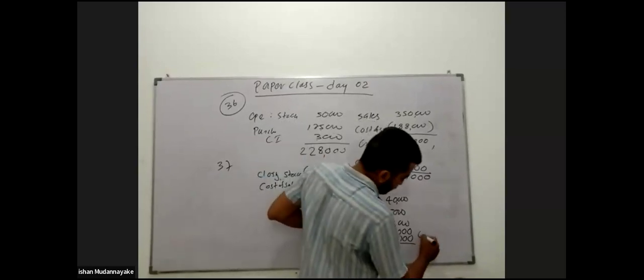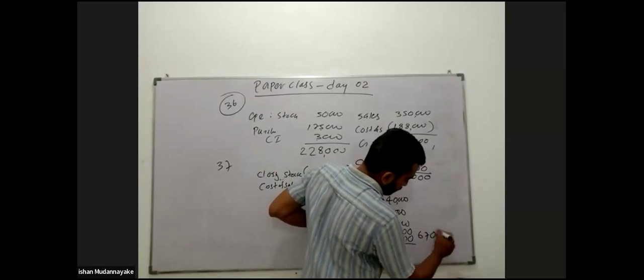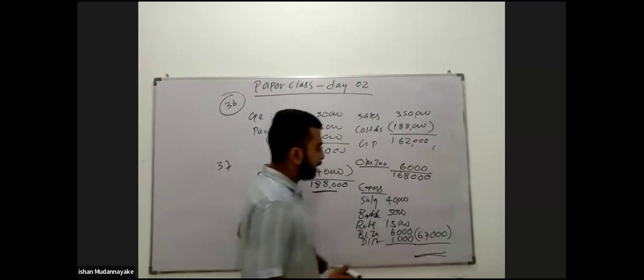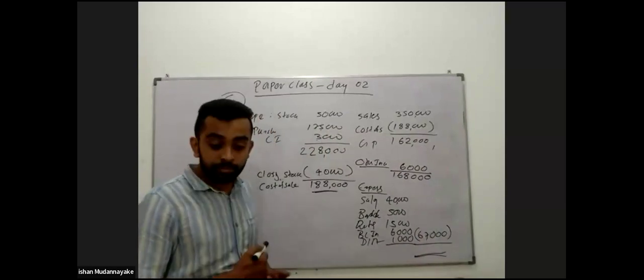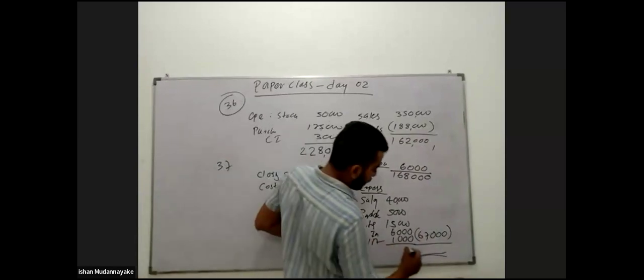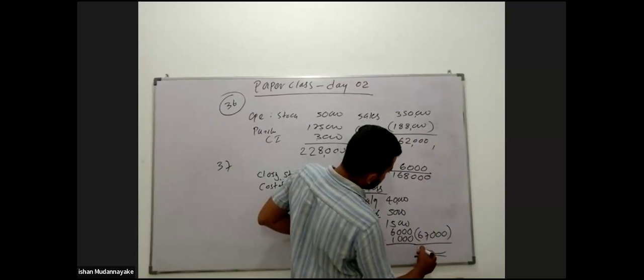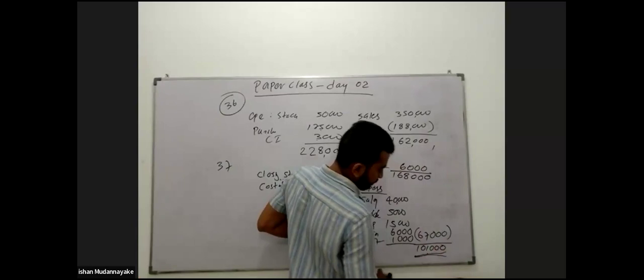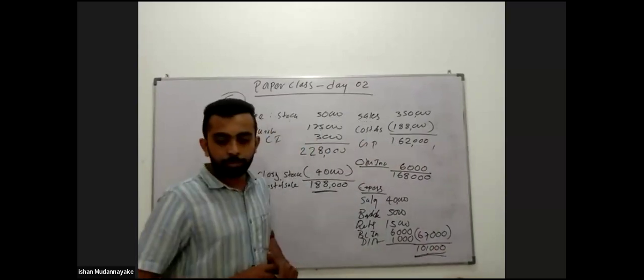Yes, 67,000. 40,000 plus 5,000 plus 15,000 plus 6,000 plus 1,000. Yes, 20,000. 67,000 total expenses. Net profit of the business, how much? 101,000. Net profit 101,000.